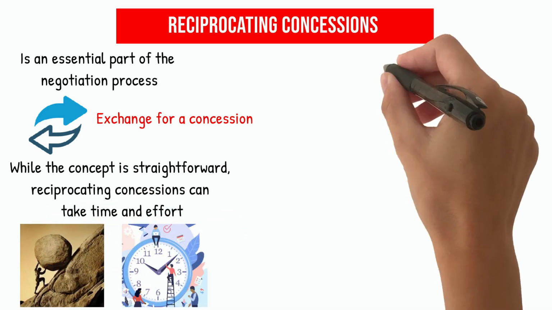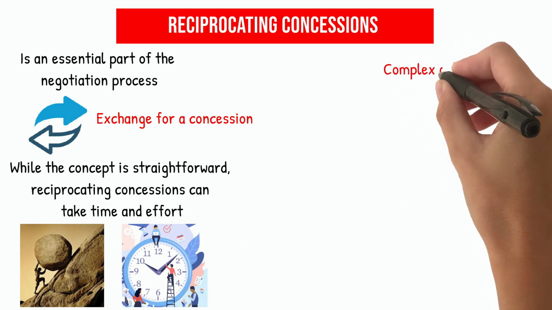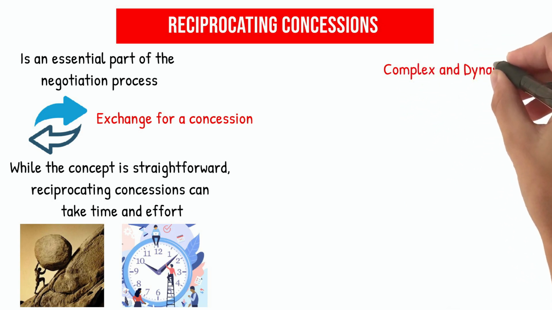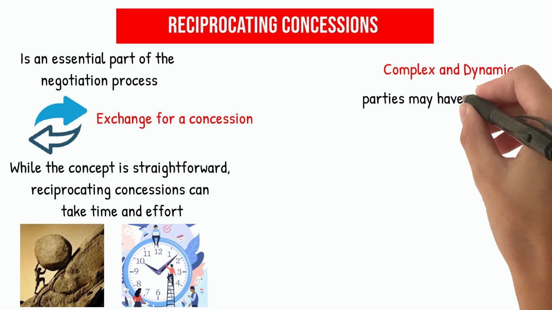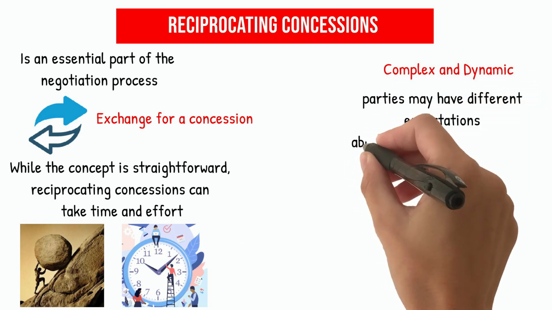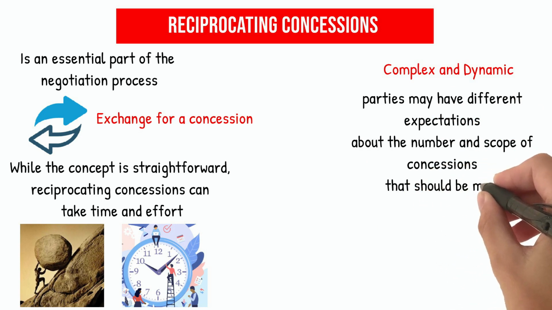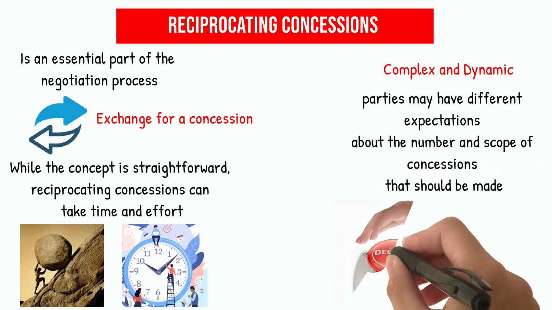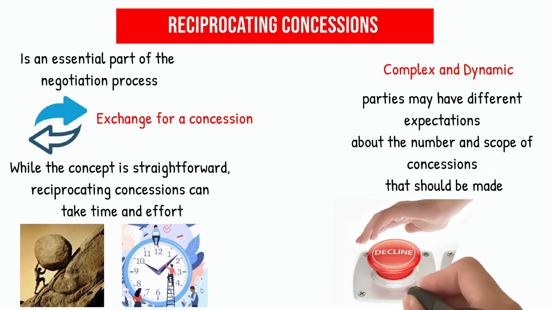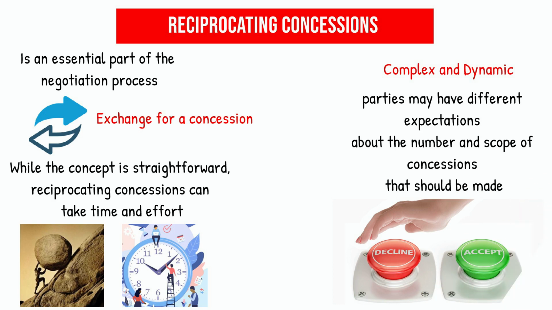One reason reciprocating concessions can be haphazard is that negotiations are complex and dynamic. The needs and priorities of the parties can change over time, impacting the willingness to make and accept concessions. Furthermore, parties may have different expectations about the number and scope of concessions that should be made. As a result, finding the right balance between making and accepting concessions can be challenging.